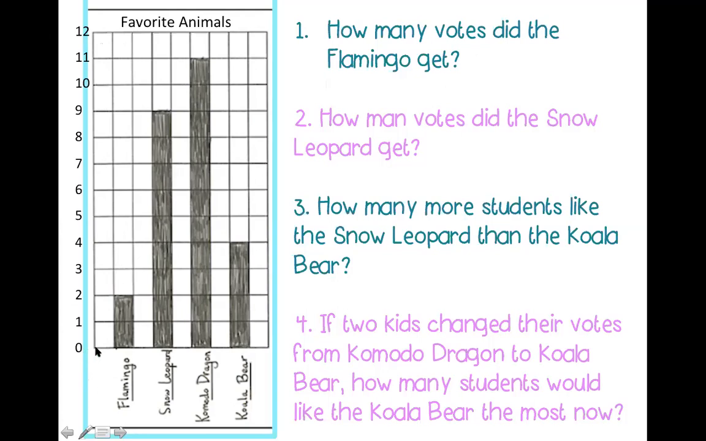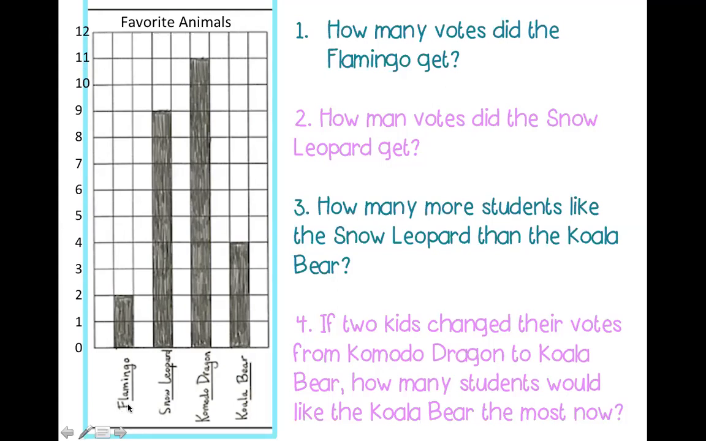So down here, if the bar just goes to here, that would be 0 students. If the bar goes to here, that would mean 1 student voted for the animal. If the bar goes to here, it would mean 2 students voted for that animal. If the bar goes to here, it would mean 3, and the same all the way up until 12. 12 would be the most. That's the top of our graph.